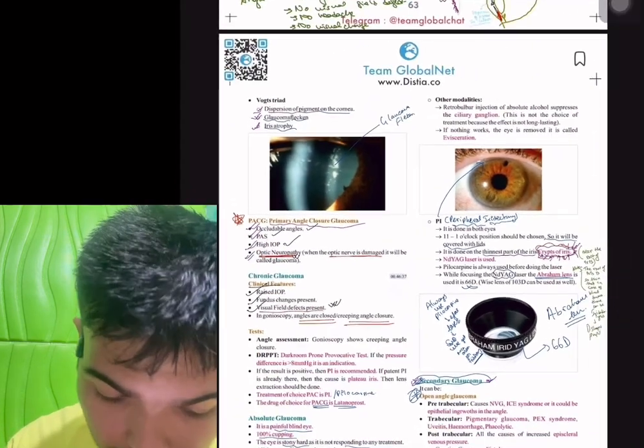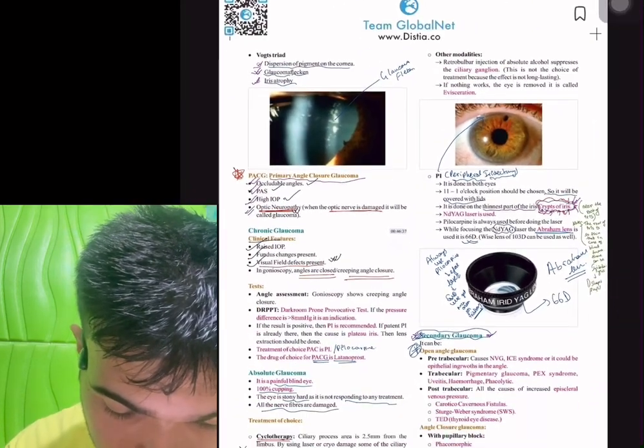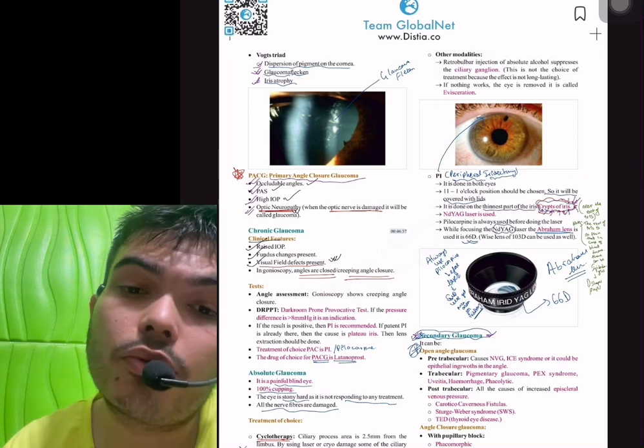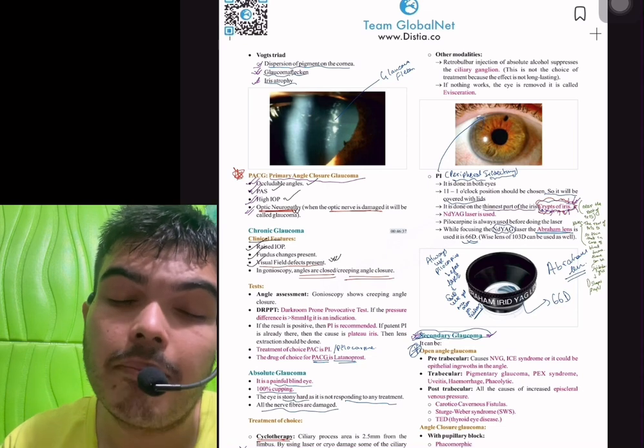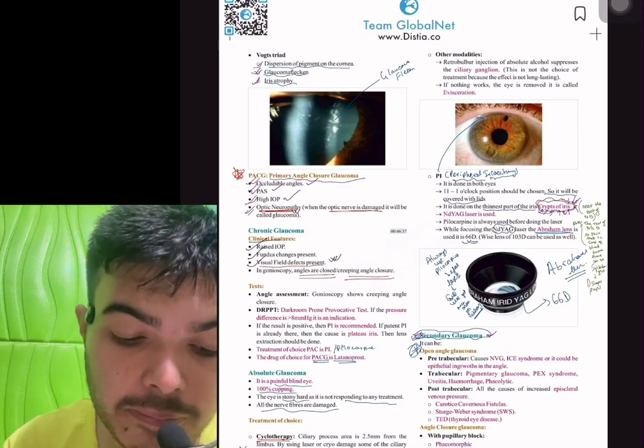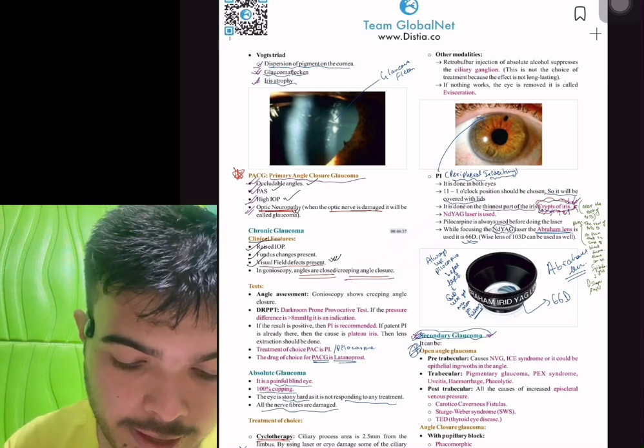Problem everywhere, there's problem, no? Okay, so chronic glaucoma means visual field defect. See, visual field defects are seen in the chronic cases, right? But primary angle closure glaucoma means there is optic neuropathy, right?